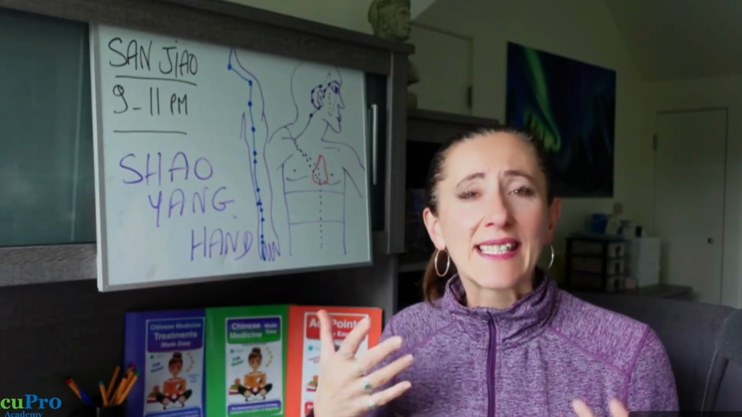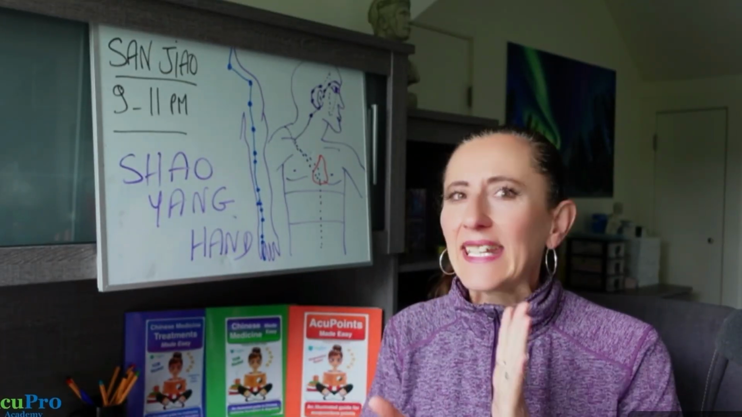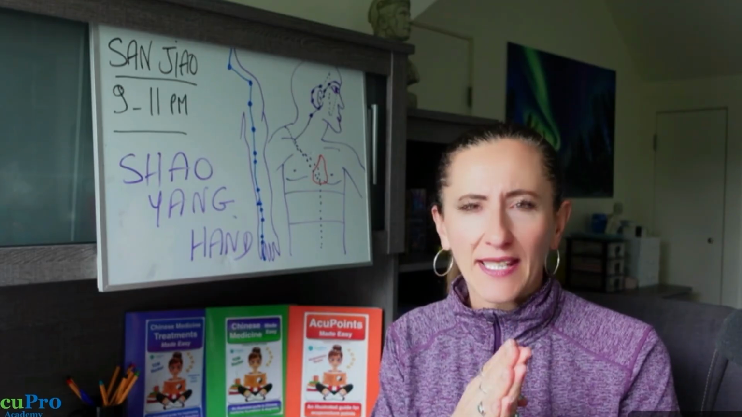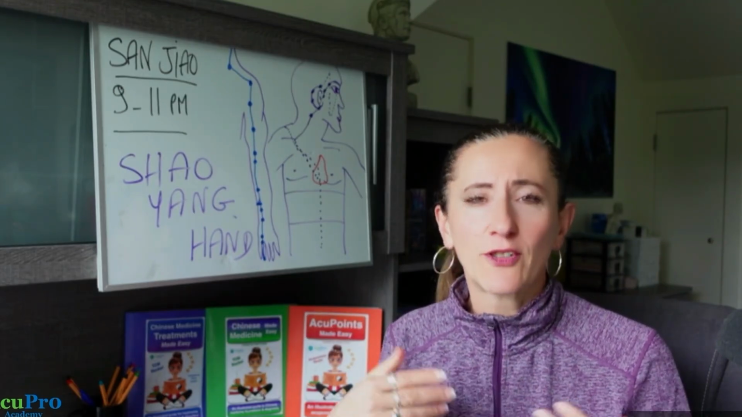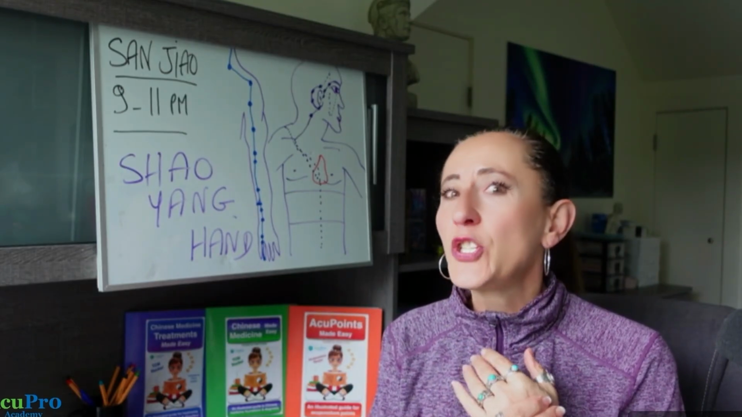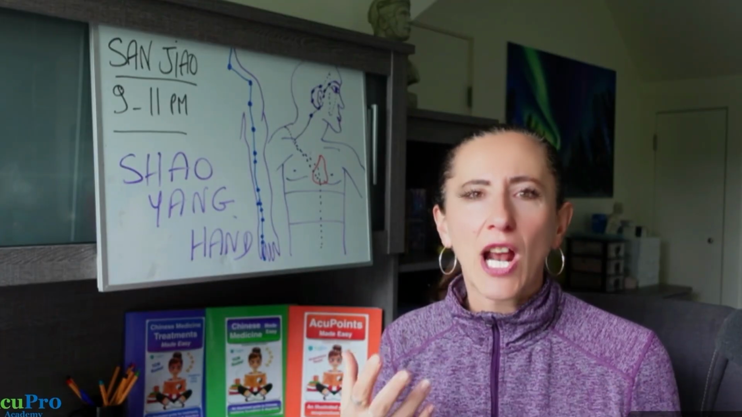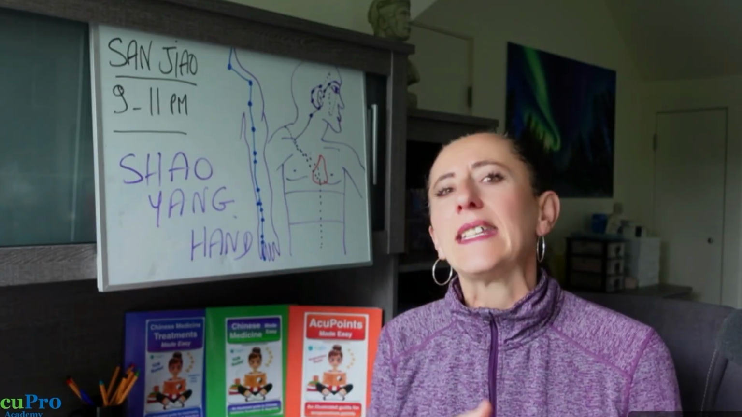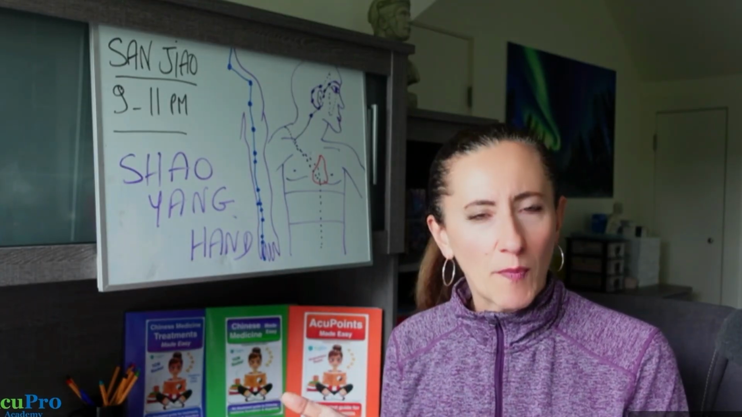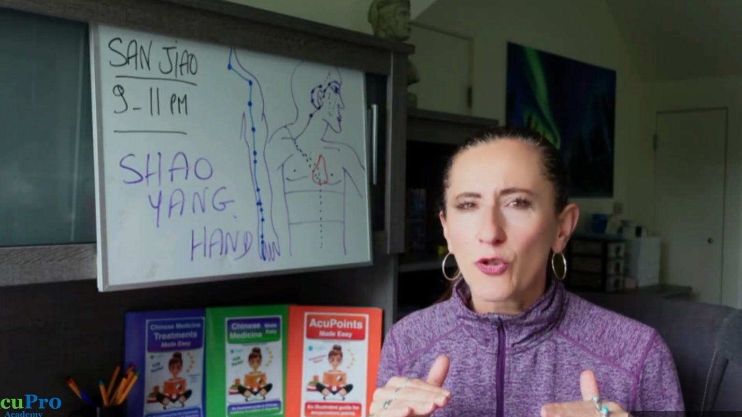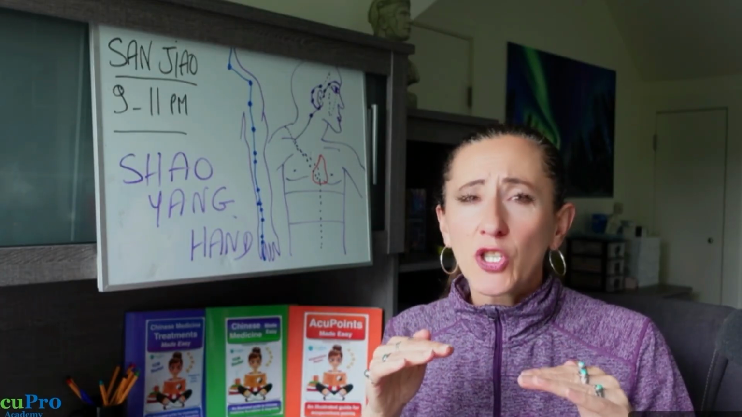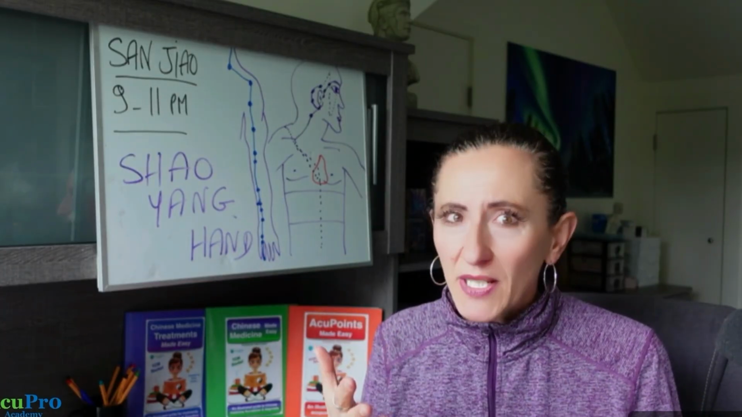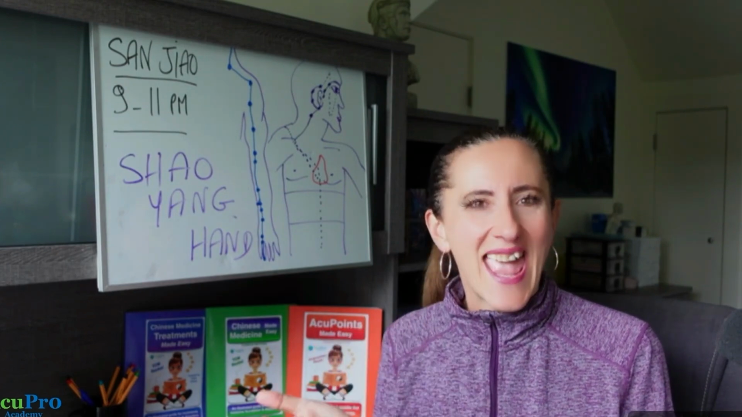So let's look at the San Jiao meridian. It is a hand meridian because it starts at the hand. Anything that starts or finishes at the hands is a hand meridian. And it is a yang meridian. So this is a Shao Yang meridian. The opposite is the foot Shao Yang, which is the gallbladder. Shao Yang means lesser yang because it doesn't have as much yang as, for example, the yang ming meridians, which are the large intestine and the stomach.